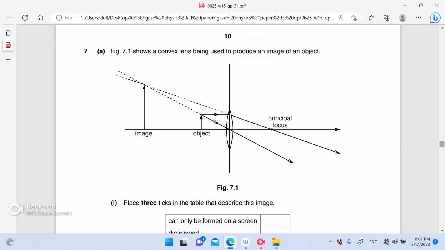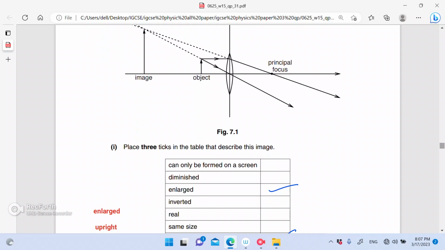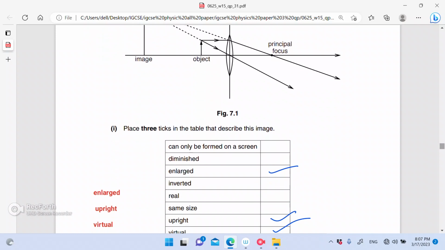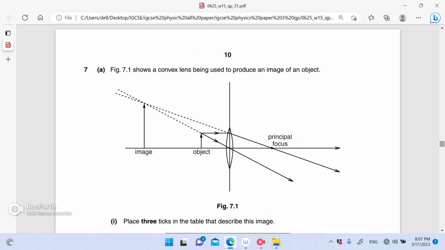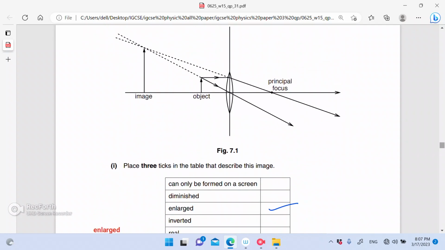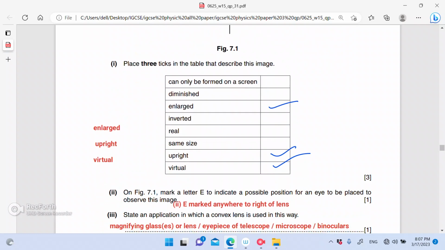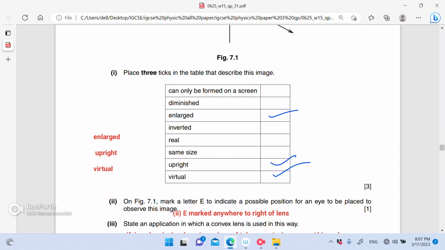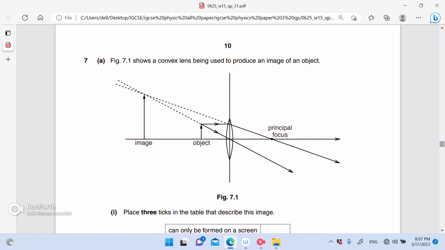Show a convex lens. Okay, convex lens being used to produce an image of an object. Okay, by seeing this image, you can place 3 ticks in the table that describe this image. Obviously this image is upright, virtual and enlarged.